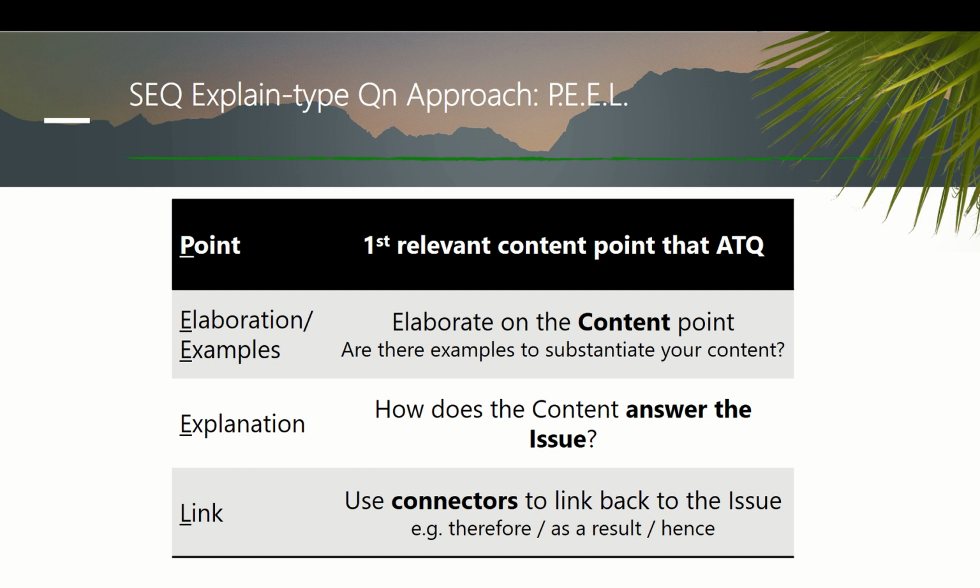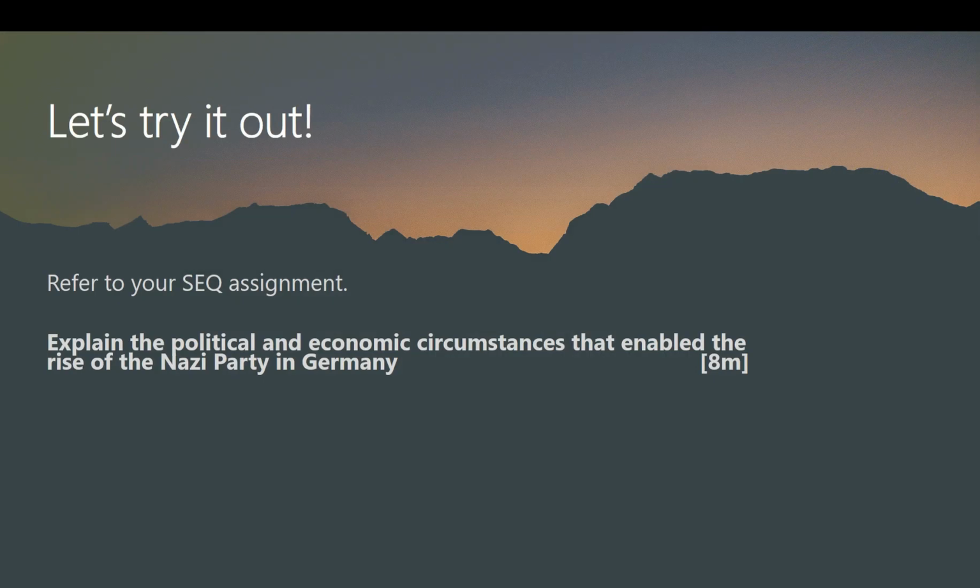After doing so, you move on to explanation. How does the content answer the issue? And at the end of it all, in your paragraph, you will link it back. So this is where you can actually use connectors to link back to the issue. Some examples of connectors will be words like therefore, as a result, or hence. Okay, so that is very theoretical.